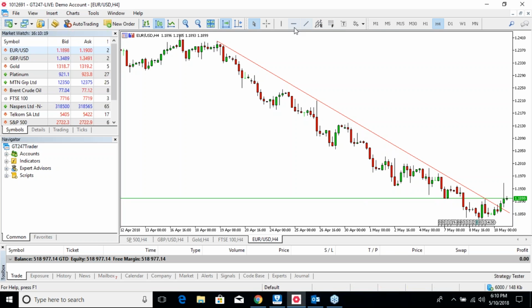And we have a horizontal line here, this should represent a resistance line. It's broken out of the channel, the downward trend line rather, and it's just above the resistance line. As you can see, there are two candlesticks here at the end.